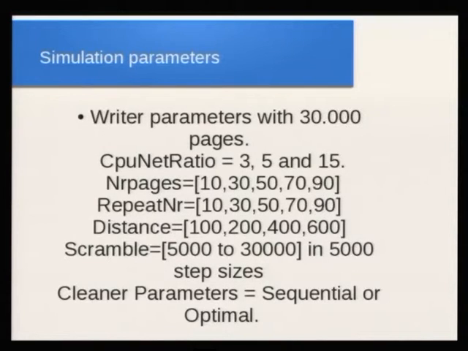So I took a writer sequence with 30,000 pages, and then did some variations. So CPU net ratio 3, 5, and 15, and 15 is pretty close to what we have today. And the number of pages is the number of pages that you repeat, and I'll describe this later on. And then scrambling is a parameter to simulate random access.